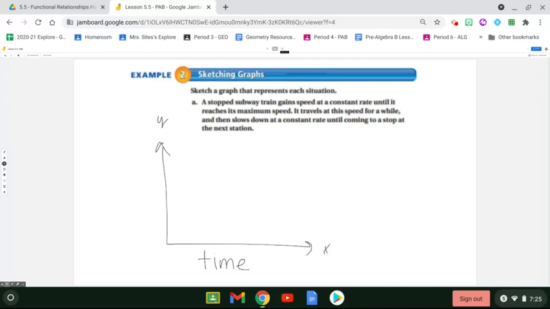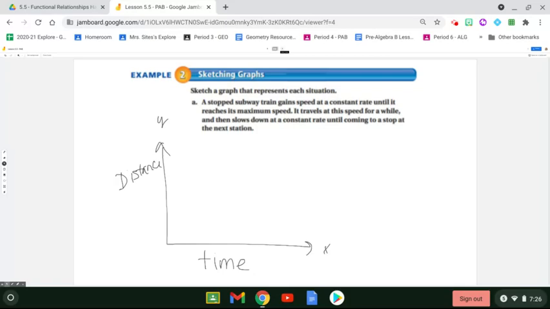Okay, so it says a stopped subway train gains speed at a constant rate until it reaches its maximum speed. It travels at this speed for a while, then slows down at a constant rate until coming to a stop at the next station. Okay, so when we make this comparison, distance over time is going to give us our speed. So I'm going to write distance here on the y-axis. Okay, and we're going to look through this problem to see if we're going to be using lines that are more straight or lines that are curved in terms of linear versus nonlinear in terms of our rate.